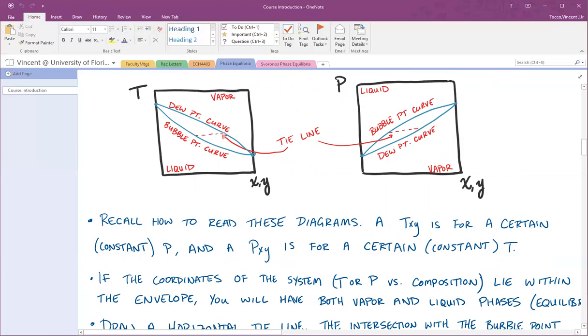Hopefully you can see my mouse pointer. I'll go back and look at this video later, and if that's not something you can see, I'll make sure to fix that in future videos.